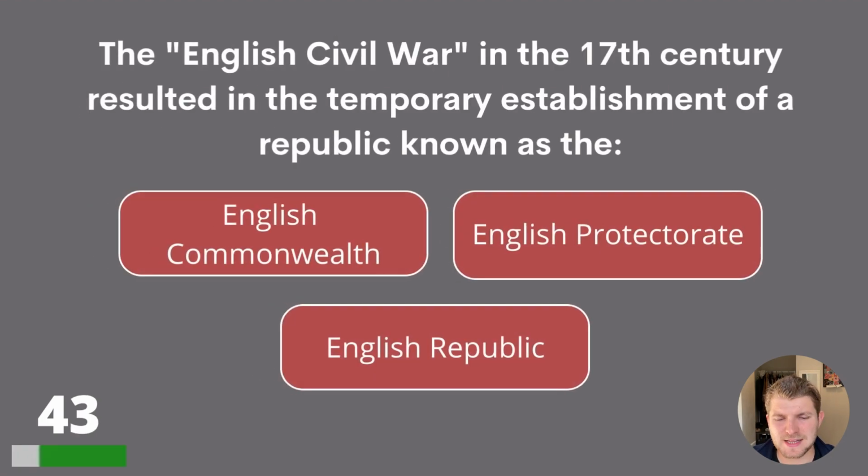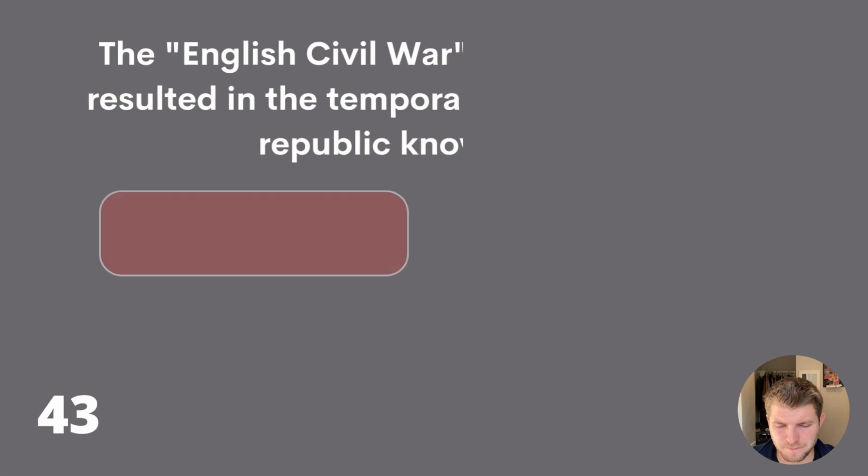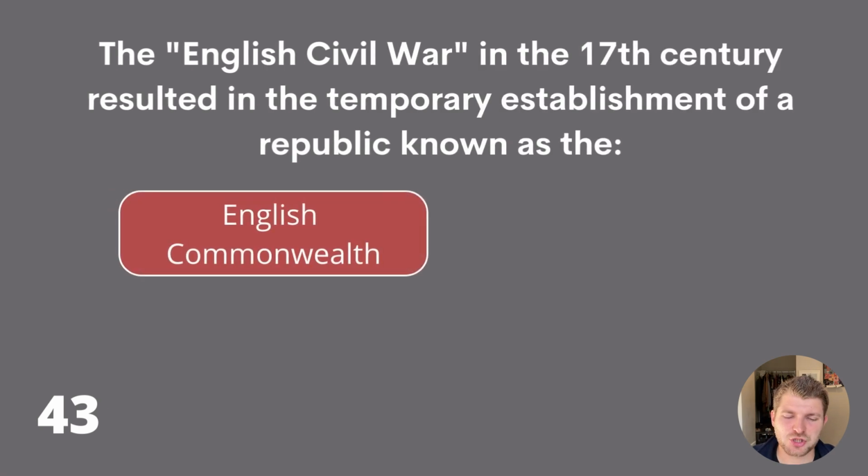43. The English Civil War in the 17th century resulted in the temporary establishment of a republic known as the English Commonwealth, English Protectorate, or English Republic? And the answer is the English Commonwealth.